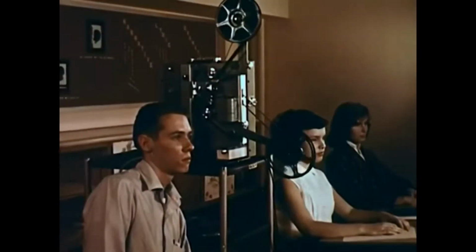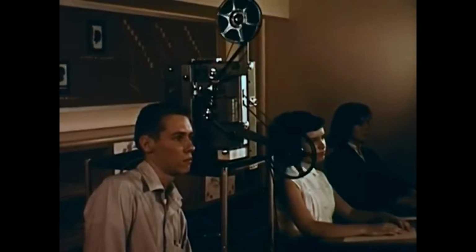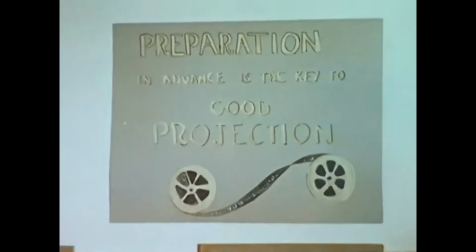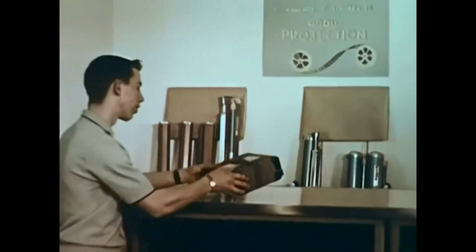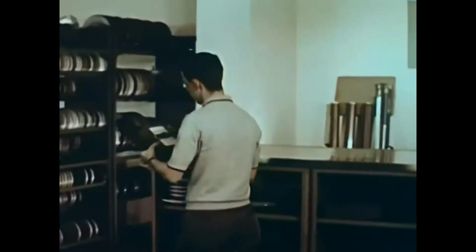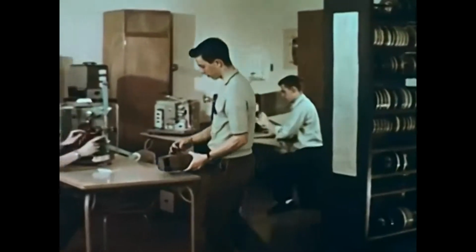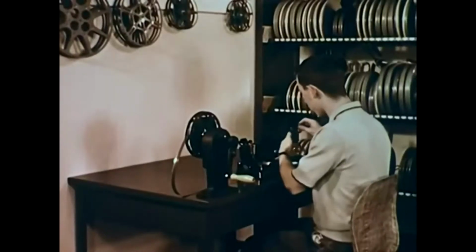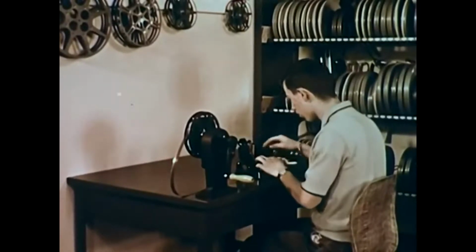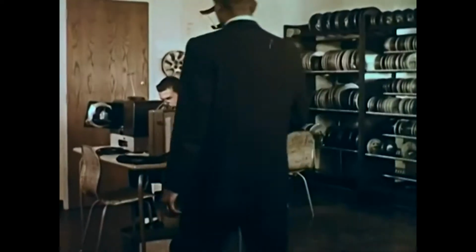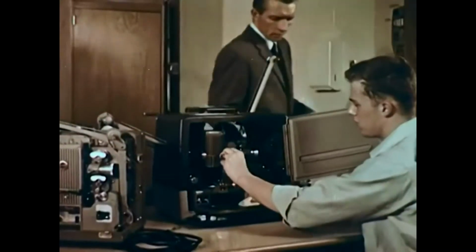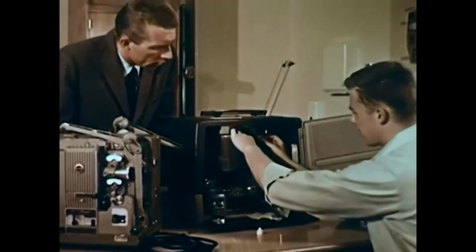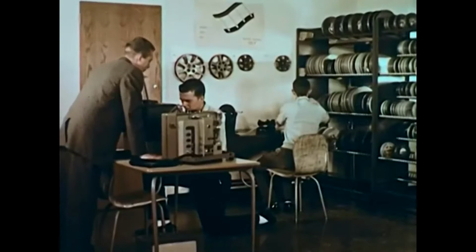But to achieve this professional screening, there had to be proper preparation. Preparation in advance is the key to good projection. In the majority of schools, audiovisual equipment and the films themselves are kept in a central location. Here, under supervision, the films are checked and, if necessary, repaired, and the equipment is maintained. Much of the preparation behind good film use is in training operators in the principles of projection and in maintenance of the equipment.